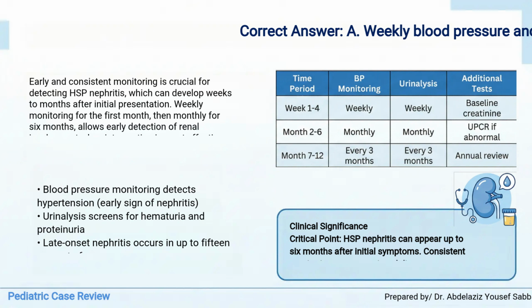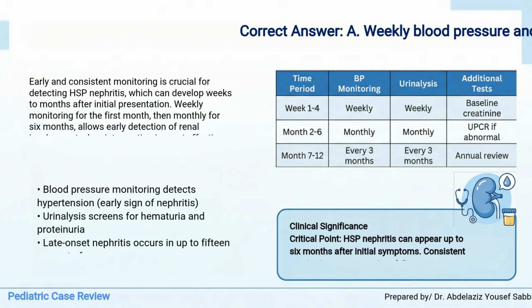Early and consistent monitoring is crucial for detecting Henoch-Schönlein Purpura nephritis, which can develop weeks to months after the initial presentation. The recommended approach is weekly monitoring for the first month, then monthly monitoring for 6 months. This schedule allows early detection of renal involvement when intervention is most effective. Four key reasons support this monitoring protocol. Blood pressure monitoring detects hypertension, which is an early sign of nephritis. Urinalysis screens for the development of hematuria and proteinuria.